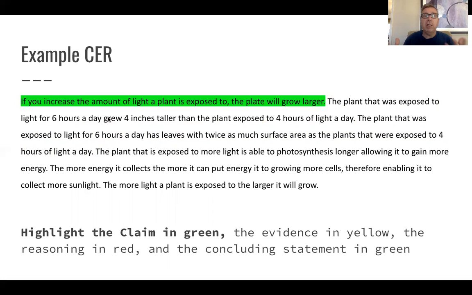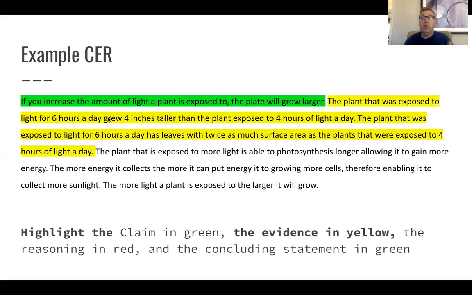So if you look at the sentence, it answers a question. So you can base it on what the experimenter is doing or what you did, right? So you increase the amount of light in your experiment on a plant. And what happened when you increased the amount of light on a plant? The plant grew larger. So that's our claim. So what's the evidence? Okay, so you need to explain what was going on. So the plant was exposed to light for 6 hours a day and grew 4 inches taller than the plant exposed to 4 hours of light a day.